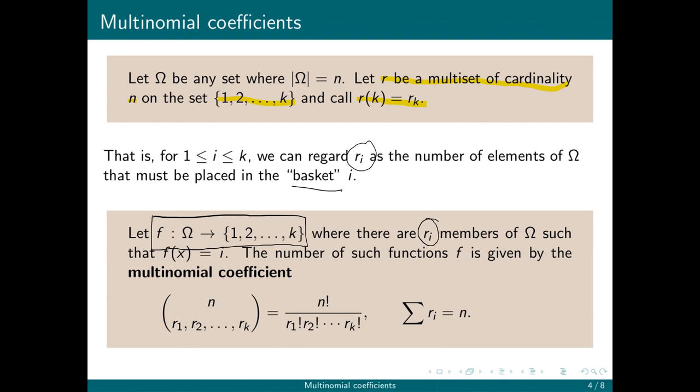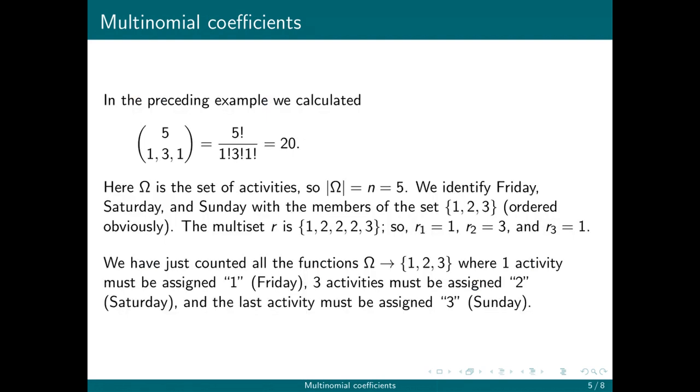The number of ways that I can do this, the number of ways that I can make this assignment, is given by something called a multinomial coefficient. And the way we pronounce this is n choose r1, r2, dot, dot, dot, rk. And it's equal to n factorial divided by r1 factorial, r2 factorial, r3 factorial, etc., rk factorial. And it's subject to the condition that the sum of all of the r_i's is equal to n. And that makes sense because you have to assign everything. Every element of omega gets assigned, so if you add up all the different assignments, you should get n total assignments. All right, that's a lot of technicality, so let's see how that applied to the last example.